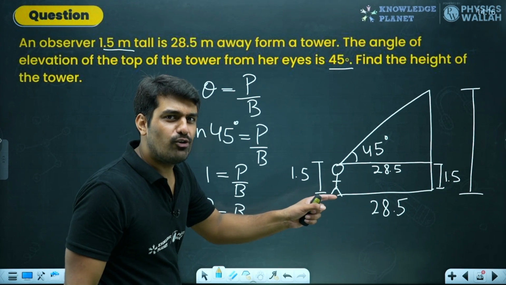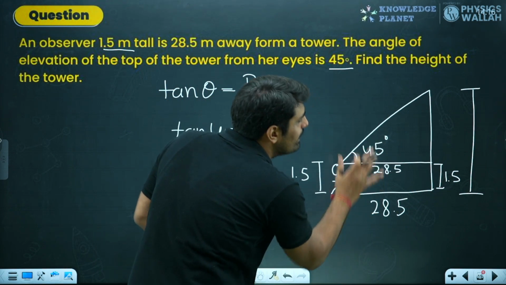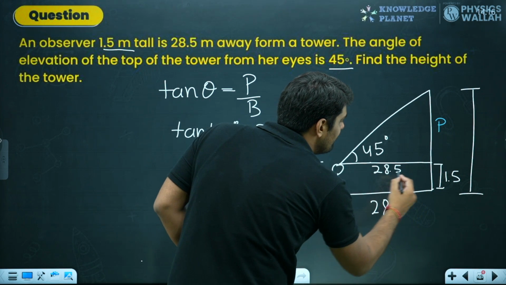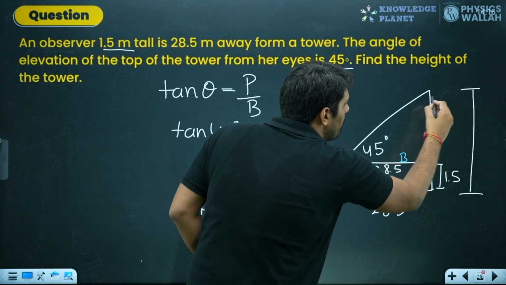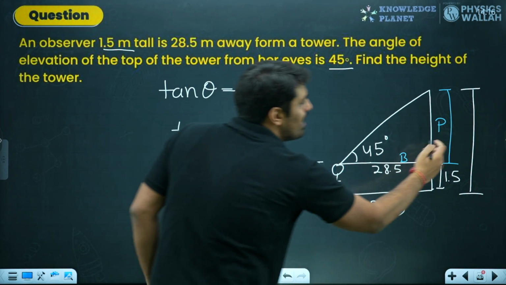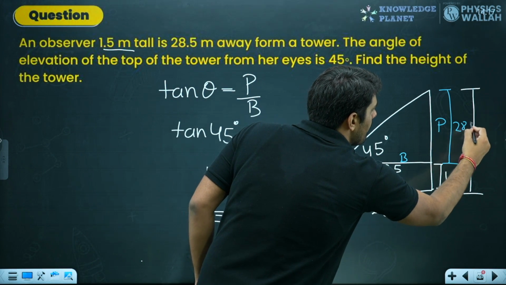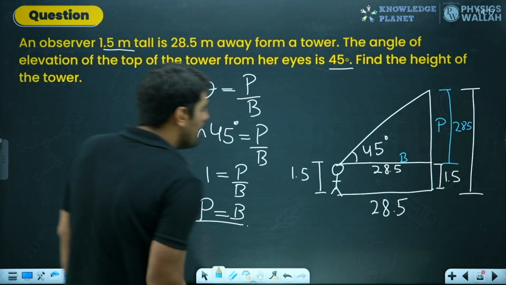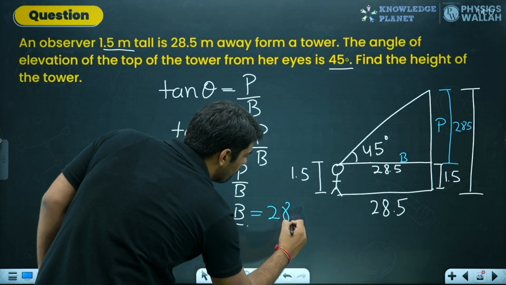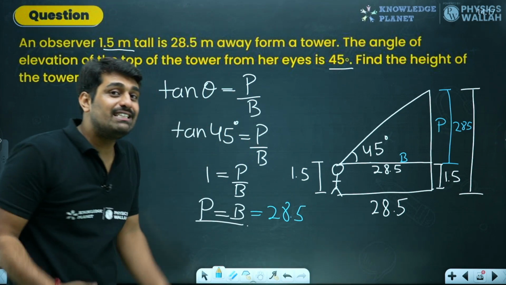Let's add some color over here. It was getting very black and white. So over here, if this is 28.5, this would have been our perpendicular and this would have been our base. This perpendicular height we have already calculated. This is equal to the base part, which is 28.5. Perpendicular is equal to the base, which is equal to 28.5. Is this our answer? Why are we so happy?